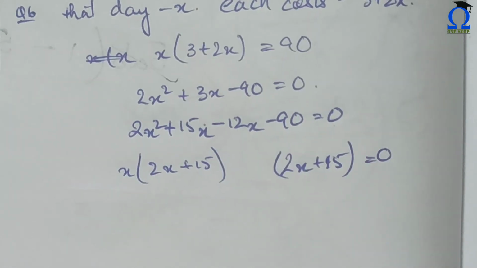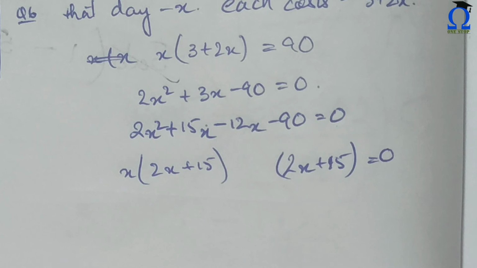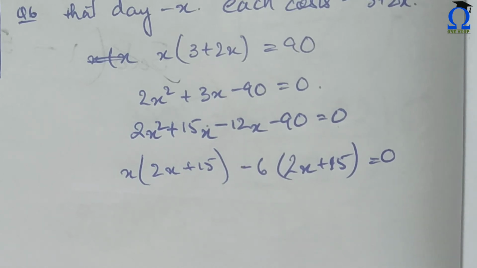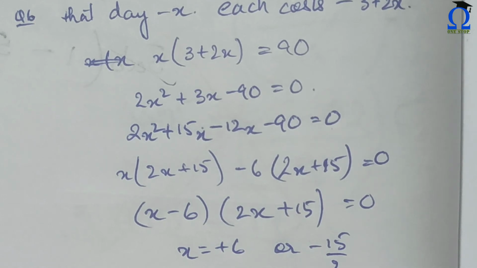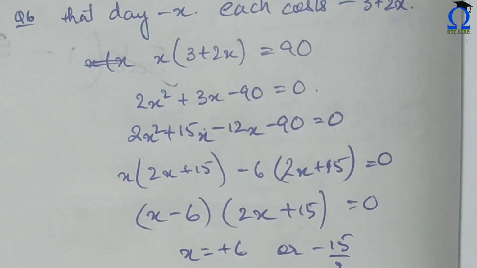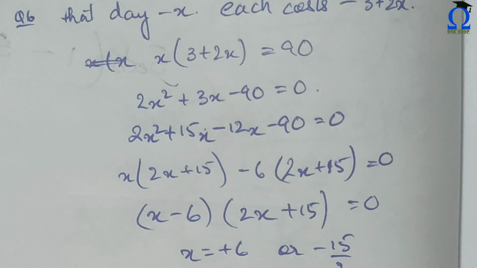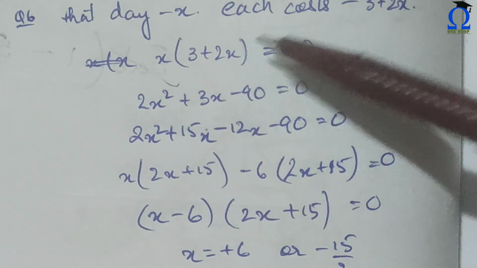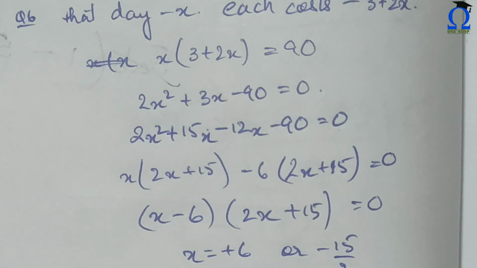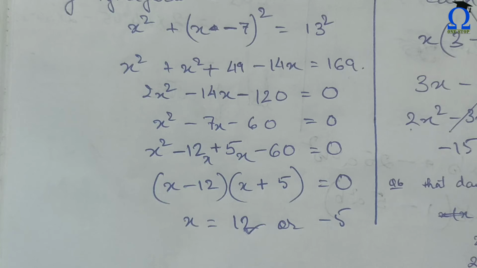Okay, now what should be multiplied here to get minus 12 and minus 90? Obviously minus 6. Okay, so our answer would be plus 6 or minus 15 by 2. And obviously we will be neglecting the negative part here, so our final answer is plus 6. Understood? Now putting into these equations, we can find the value of the cost also.